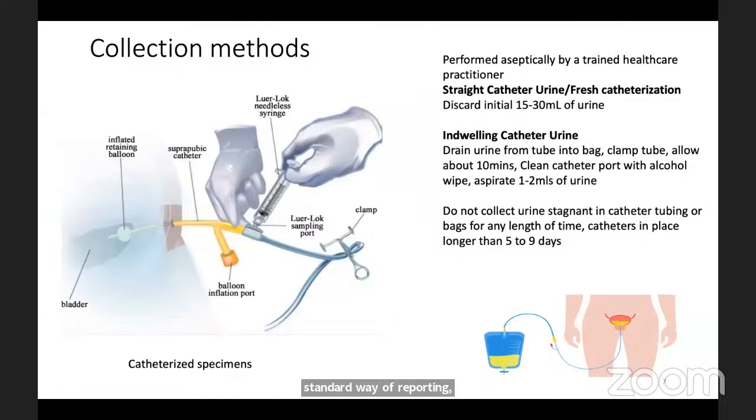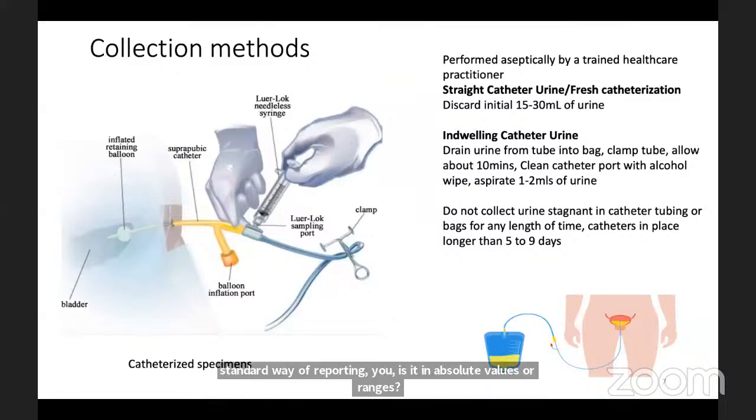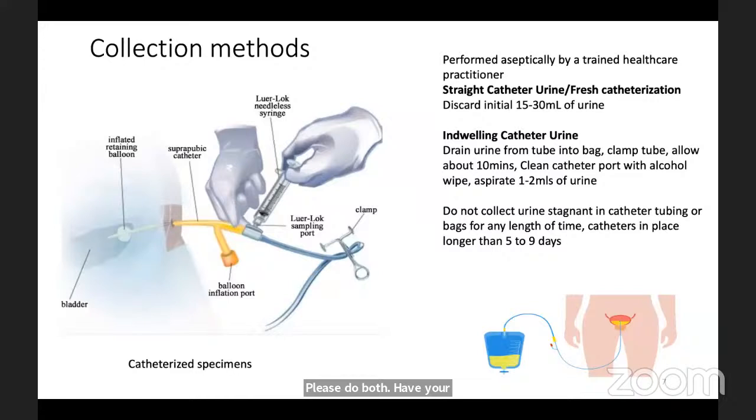Please do both. Have your range, have your absolute figures as you are picking on the field or on the wet mount.